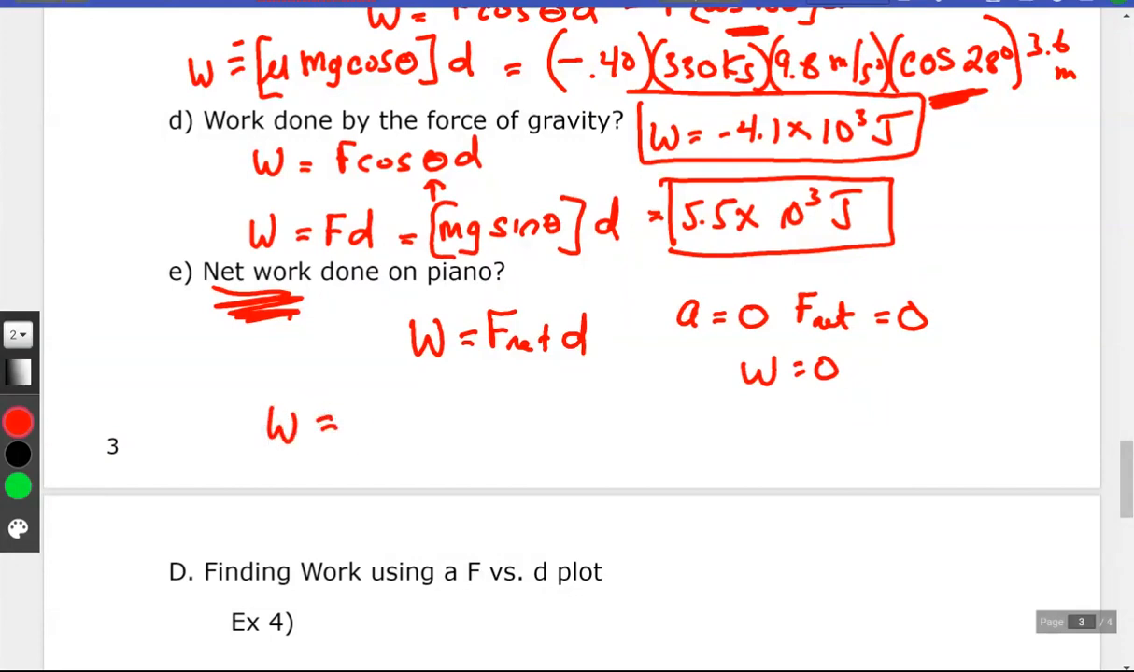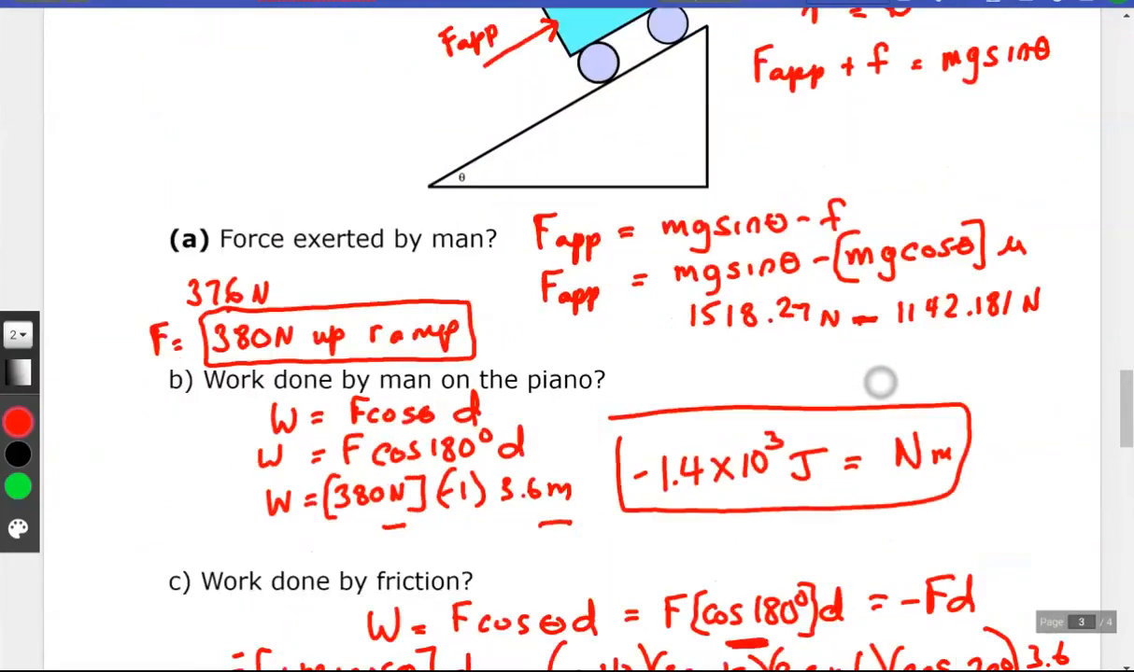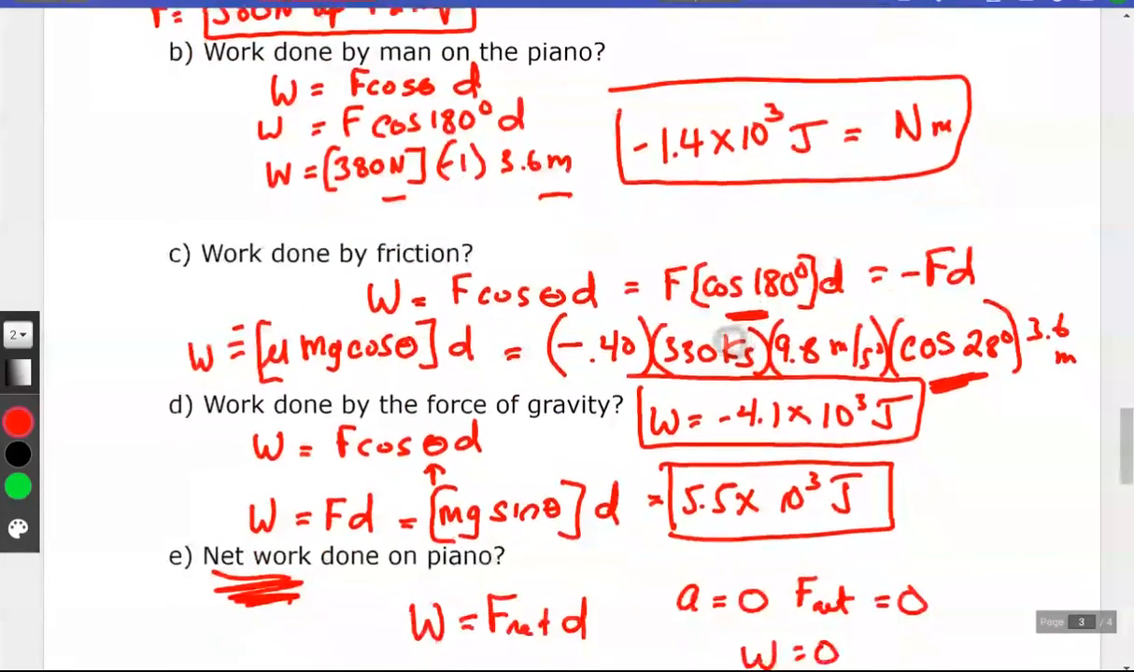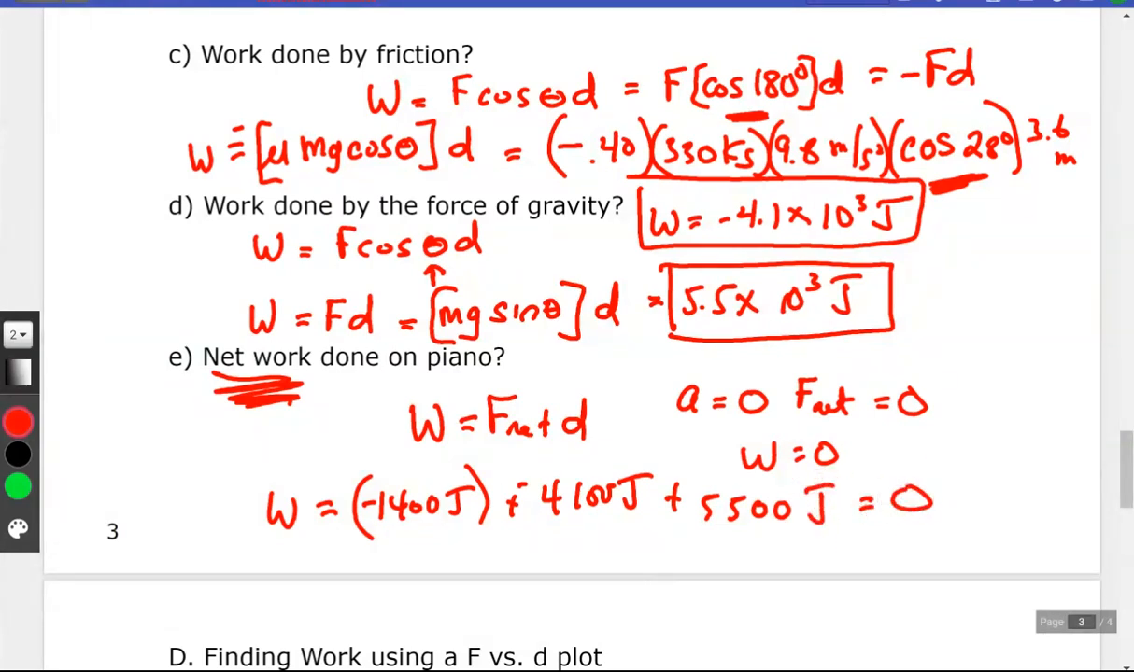You've got the work we got, negative 1400 was our first one, negative 1400 joules. We calculated another work of negative 4100 joules. And then you got that big positive work of 5,500 joules. And it all adds up to 0 joules. And there you go.